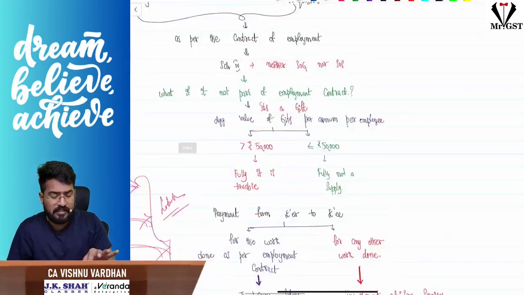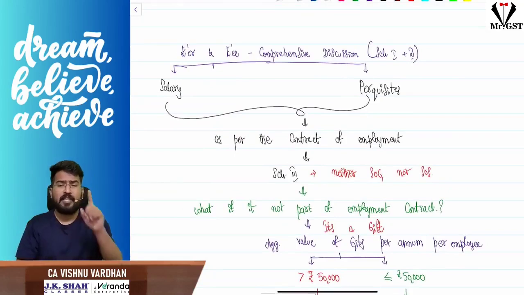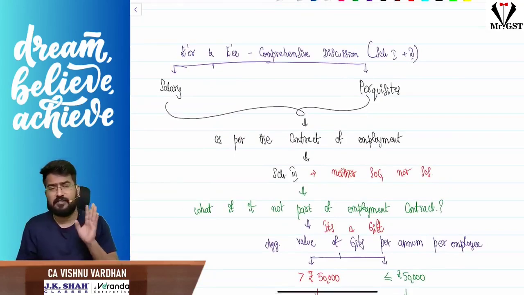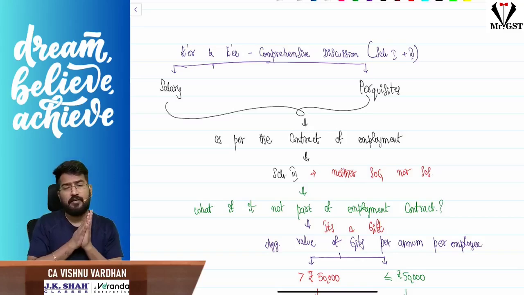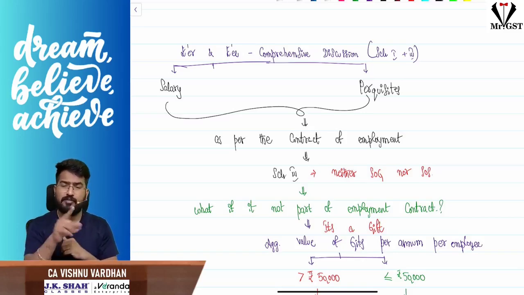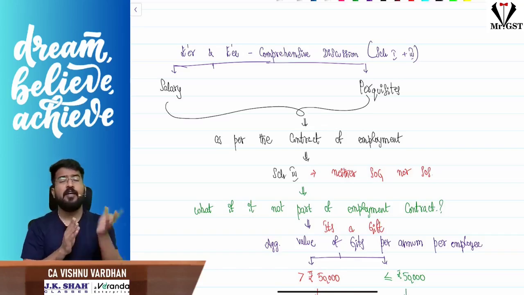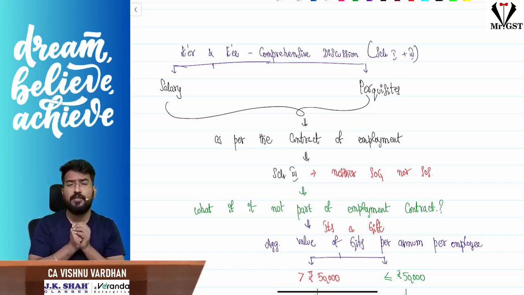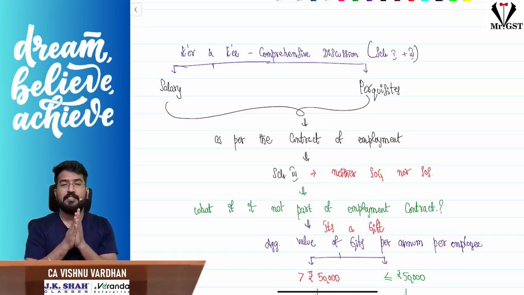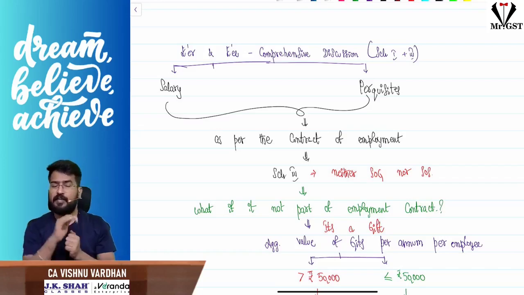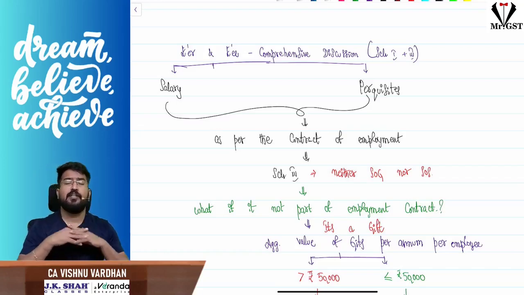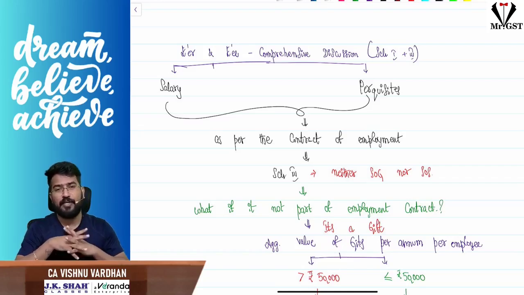Summarizing the employer-employee concept: the employer paying the employee salary, perquisites, and such for work done under the employment contract is not a supply because of Schedule 3. If anything extra is given which is not mentioned in the employment contract, it is nothing but a gift, for which we have the 50,000 limit. If the work itself that the employee does for the employer is not covered in the employment contract, it will not come under Schedule 3, hence it is a supply and will attract GST. So that is the comprehensive discussion of employer and employee.